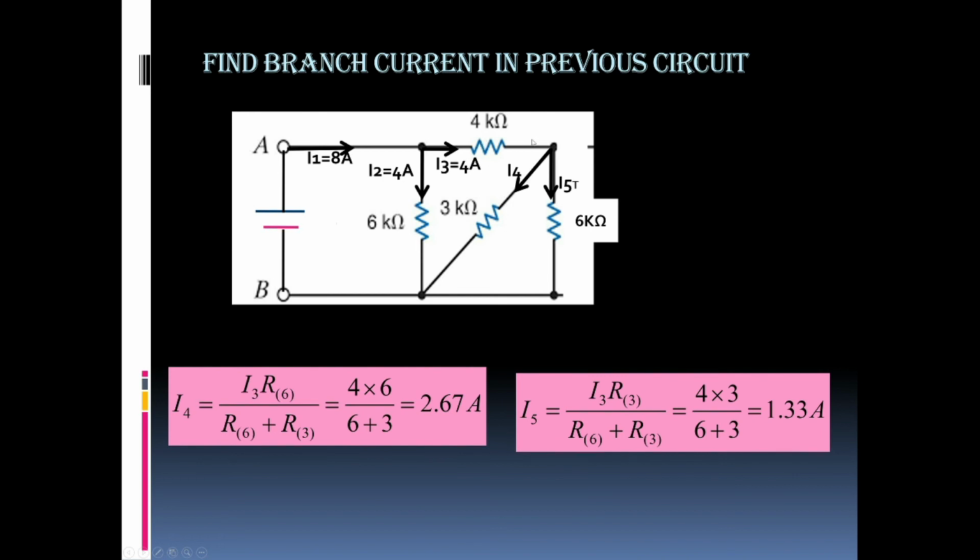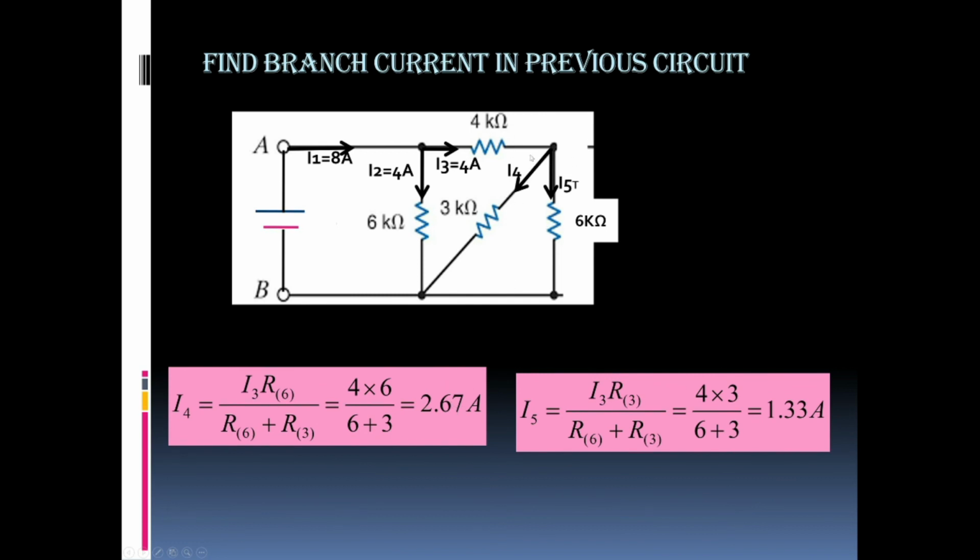So the 4 ampere current gets split. So 4 ampere into the resistance of the other branch. If you're finding I4, the resistance of the other branch will be 6 kilo ohms, so into 6 divided by the sum, 3 plus 6. That will give you an answer of 2.67 ampere. So the I4 value is 2.67.